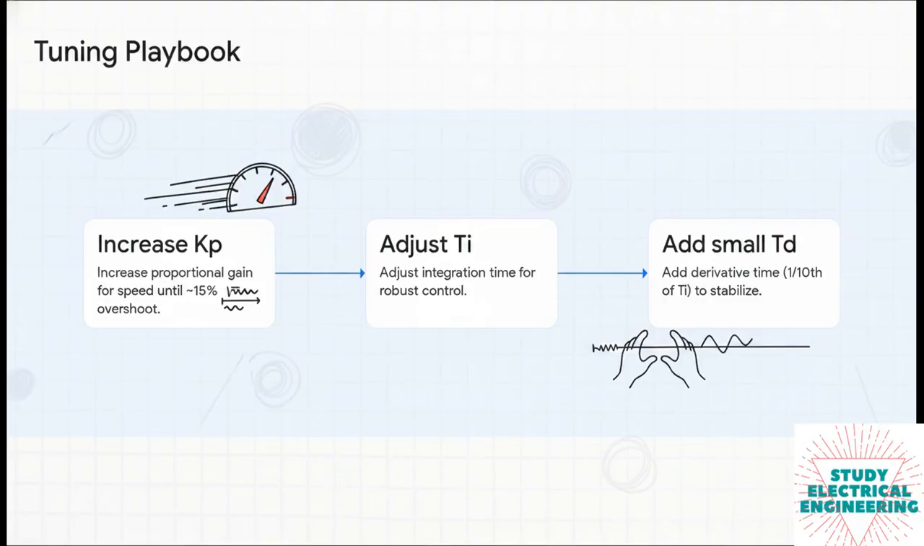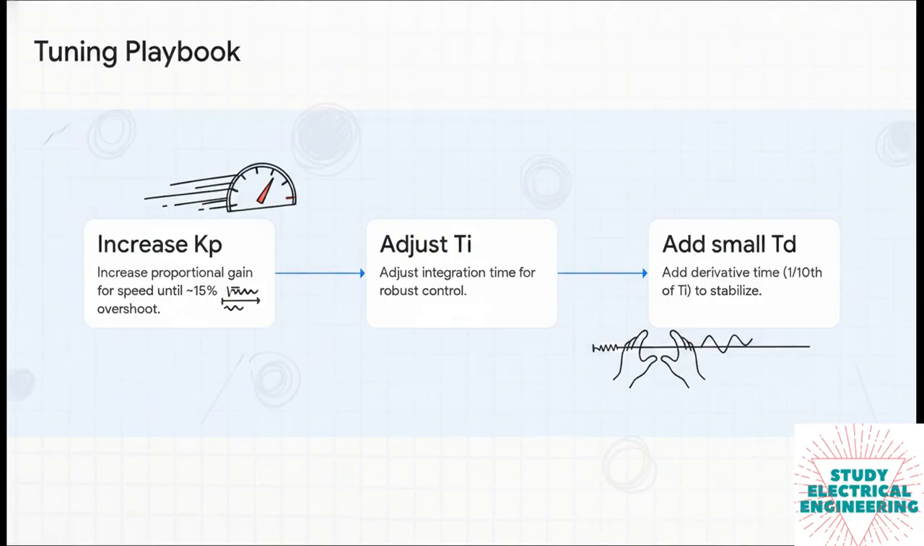First, you increase your proportional gain for speed until you observe about a 15% overshoot. Next, adjust your integral time for robust control, essentially eliminating that steady error. Finally, if you actually need it, add a very small derivative time, usually about 1/10 of the integral time, just to stabilize the system. I really must caution you here.